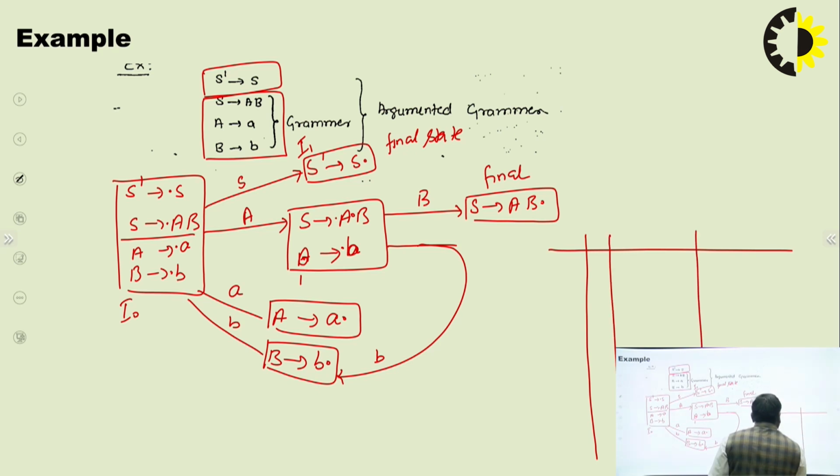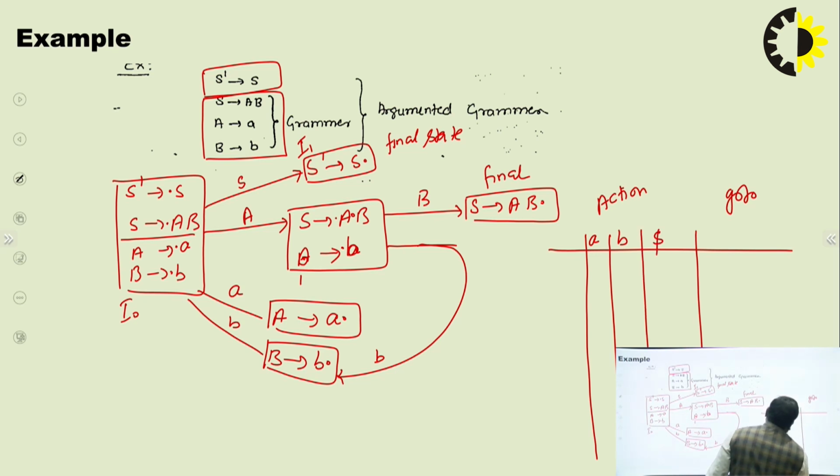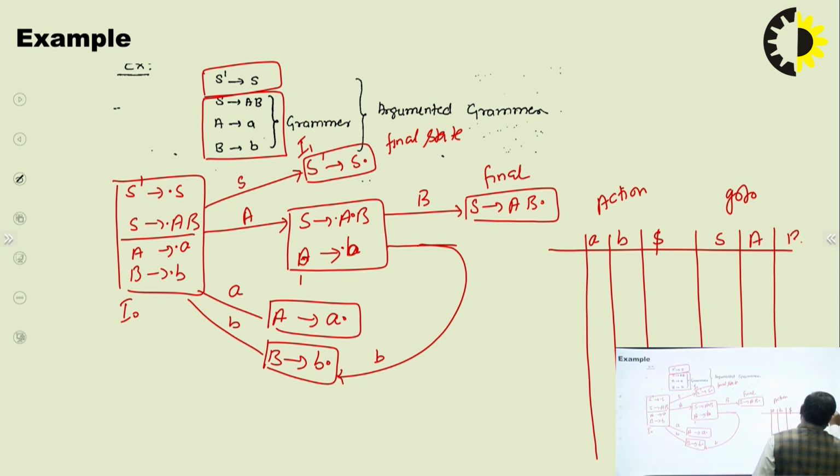Now in the action part, and here is the goto part. In action, all terminals are contained, like a, b and dollar. And in the goto part, that is yes, A and B. And how many states are involved in this finite automata?